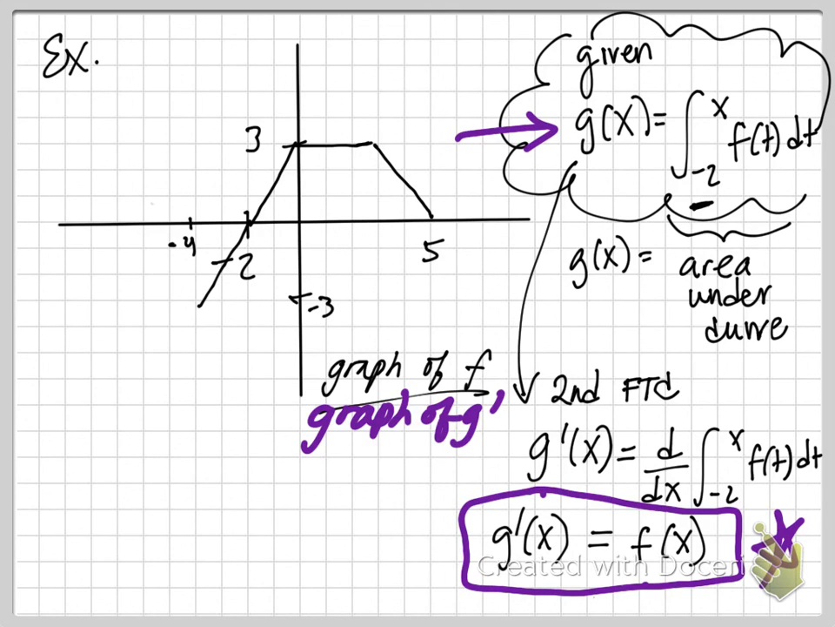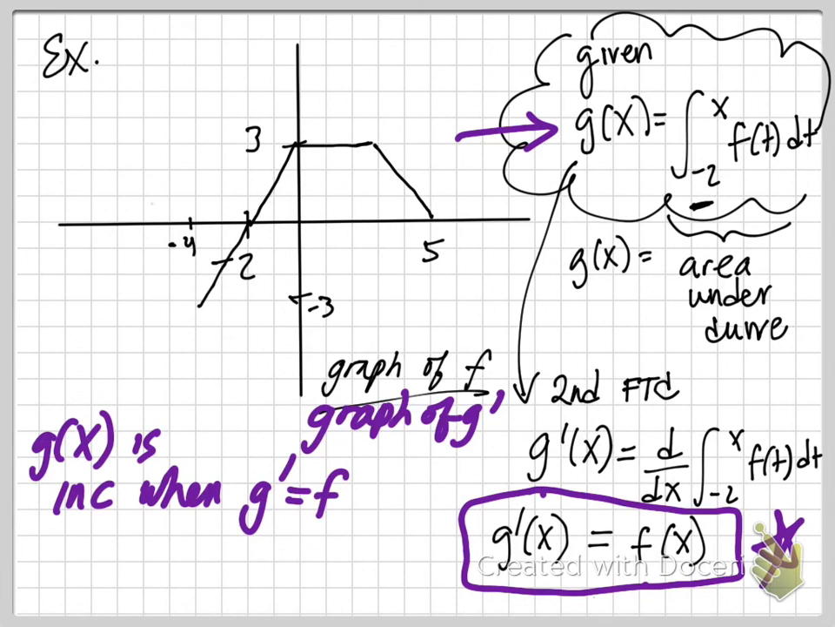And so from there, then you can make all of these conclusions about where the graph of g of x has a minimum, a maximum, where it is concave up, concave down. What you do is you always say, like, let's say we want to know where g of x is increasing. You would say g of x is increasing when g prime, which is equal to f, is negative, because it's where it's below the x-axis.